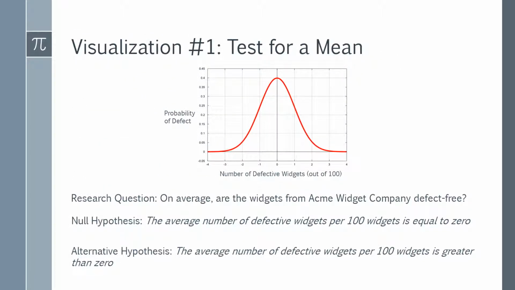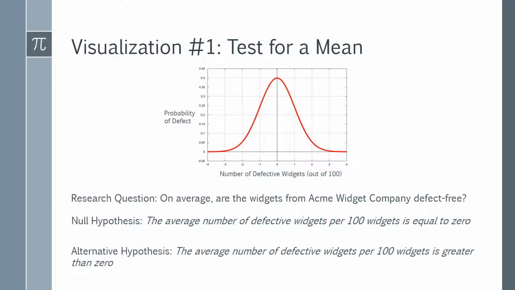We now move on into the first of our four visualizations. The first visualization is testing for a mean. Along the y-axis, you have the probability of the defect, and then along the x-axis, you have the number of defects out of 100. The research question here is, on average, are the widgets from Acme Widget Company defect-free?